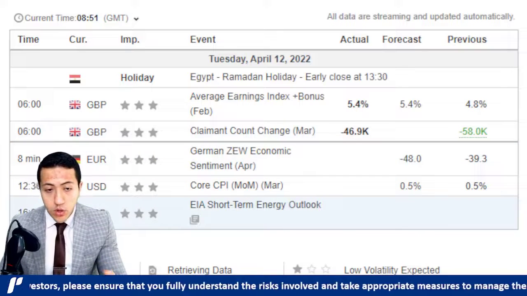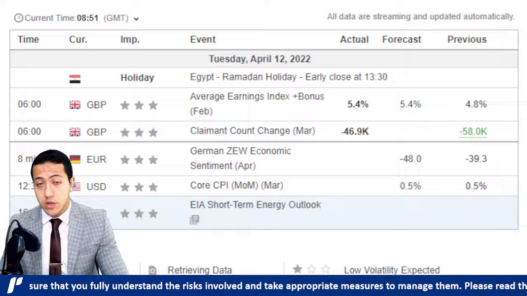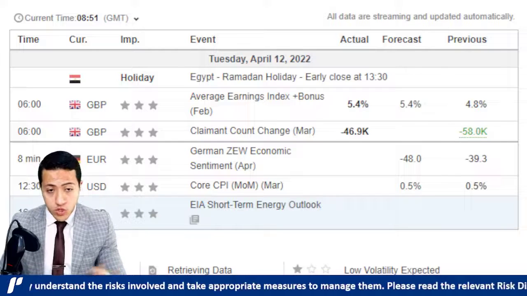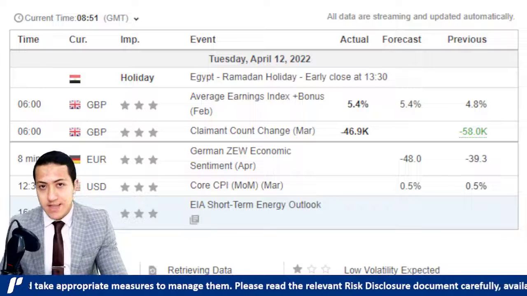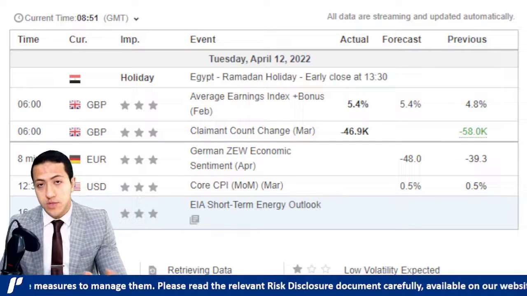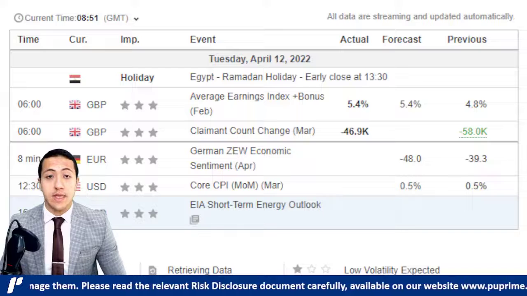Basically, we will be looking for the German ZEW economic sentiment for the month of April, which is to be announced in 8 minutes. This is a key measure of sentiment in the German economy, which is one of the largest economies in the Eurozone.